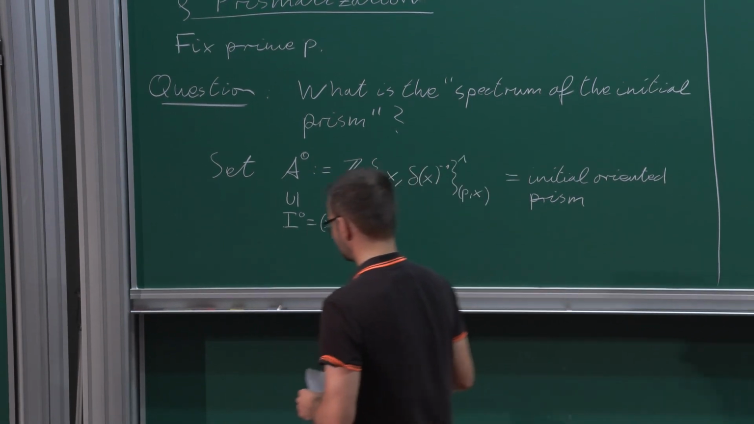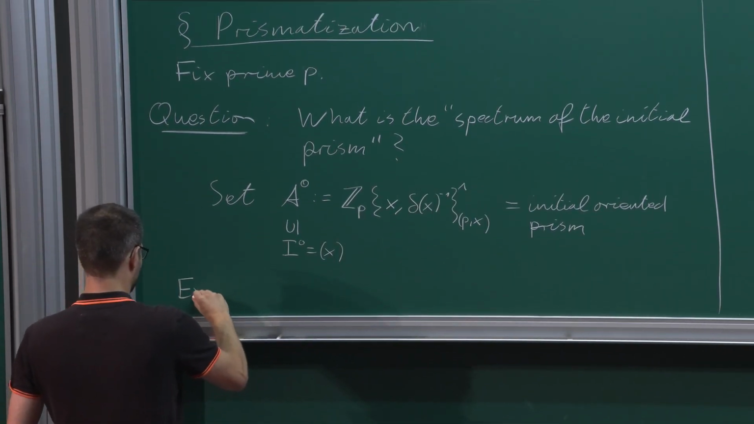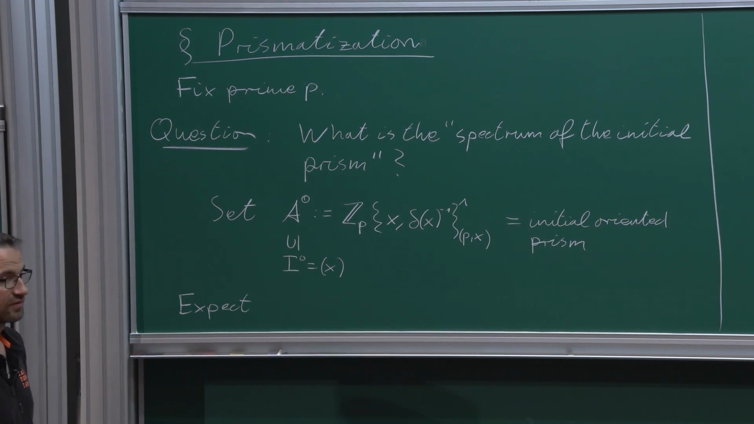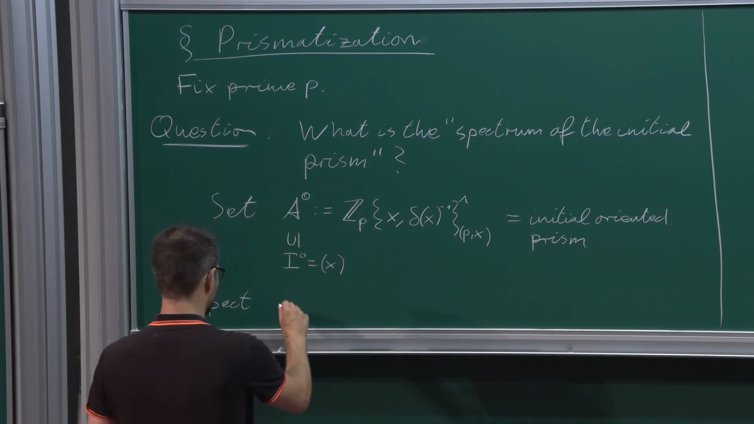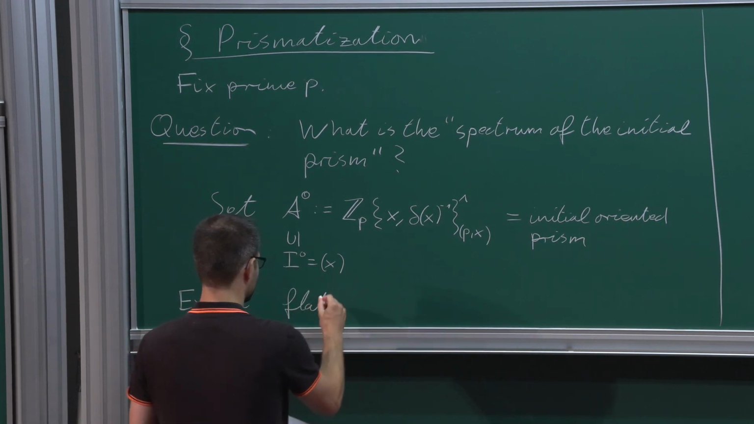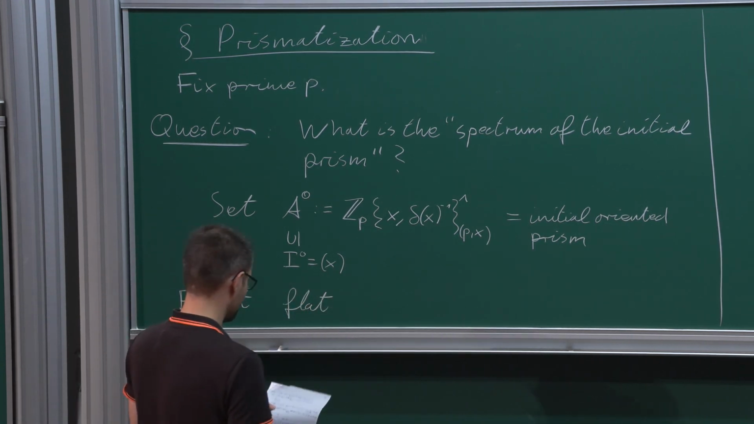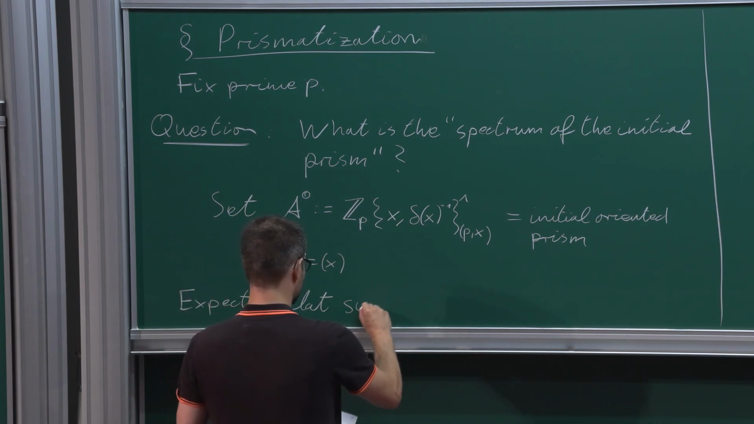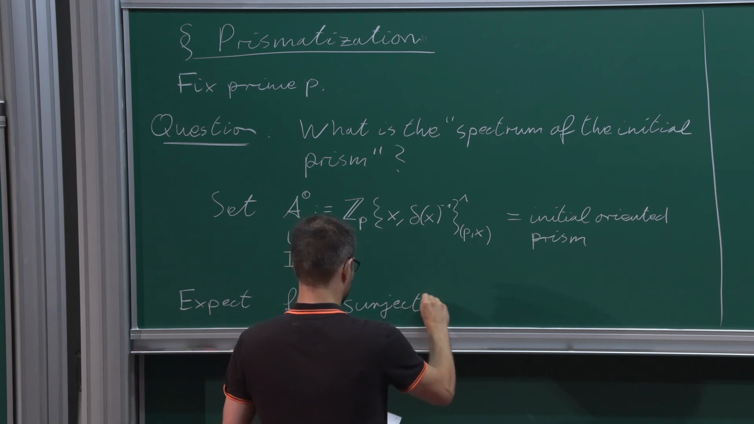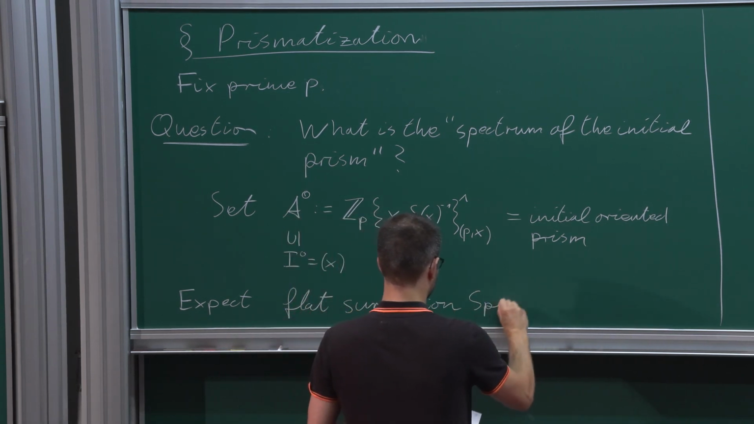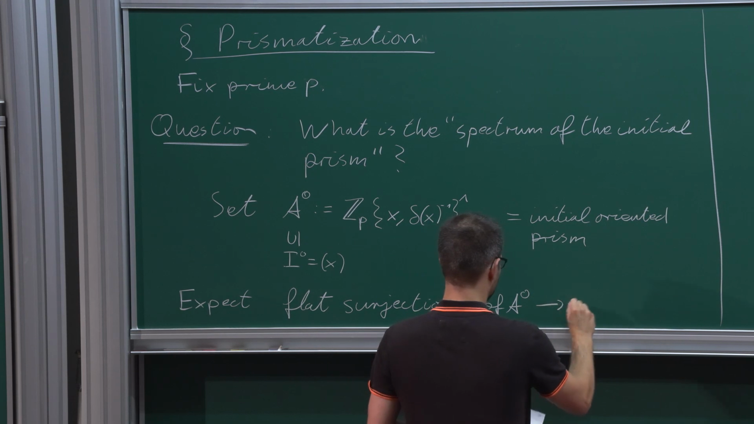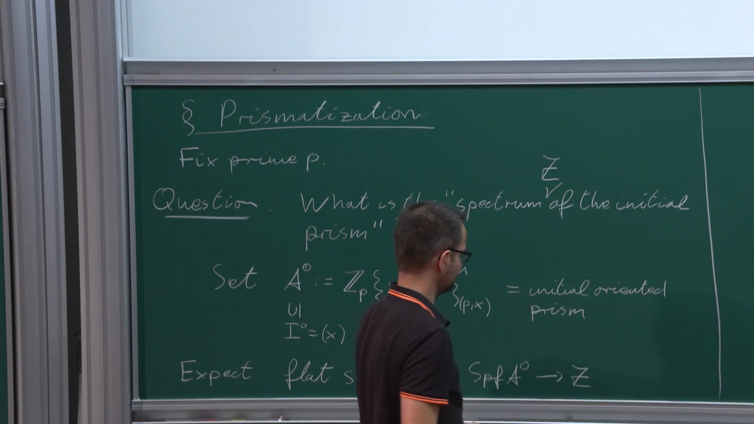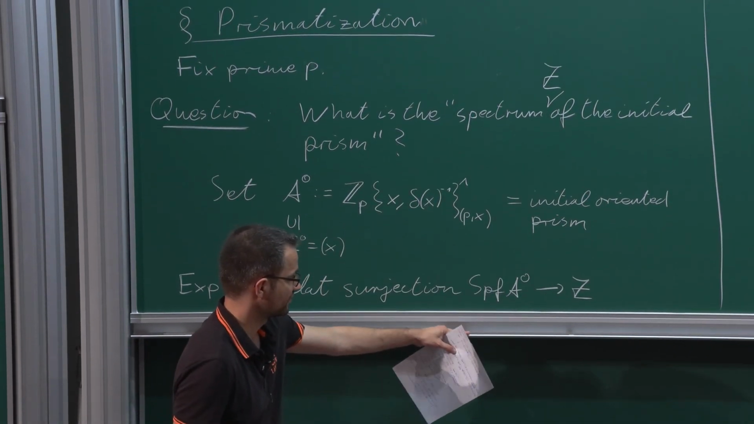And so what we would expect, by the fact that each prism is locally orientable, is that there exists at least a flat, or say Zariski locally surjective, map from the Spf of A0 to this hypothetical spectrum of the initial prism.